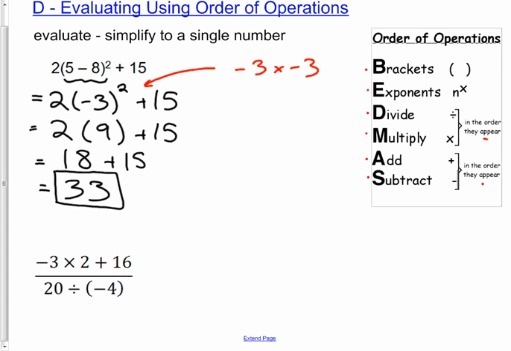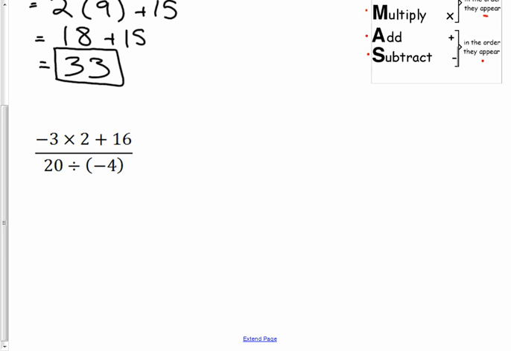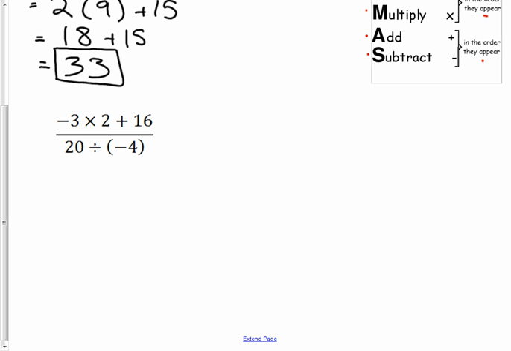We'll do one more example. This one, we've got a bit of a fractional thing here. Negative 3 times 2 plus 16, divided by 20 divided by negative 4. The thing to remember with expressions like this is you sort of assume that there are brackets around the numerator and brackets around the denominator. So you want to completely evaluate the numerator and completely evaluate the denominator before you divide the two of them.